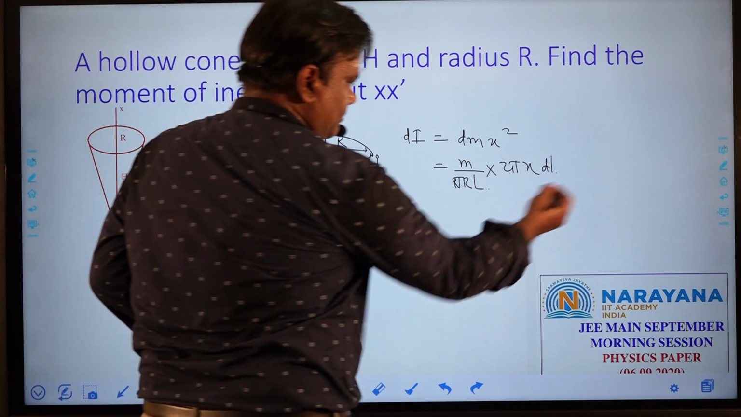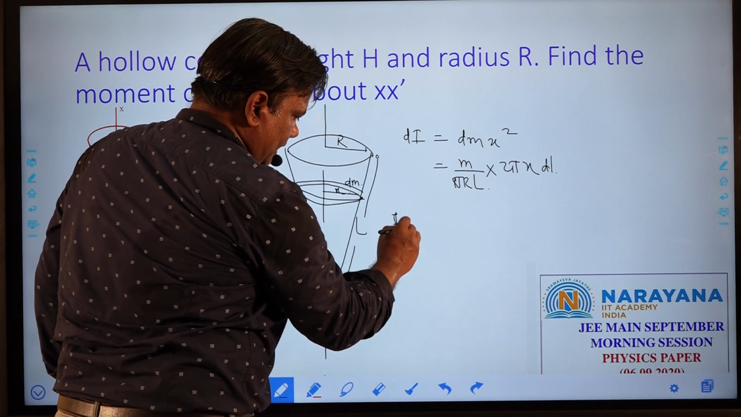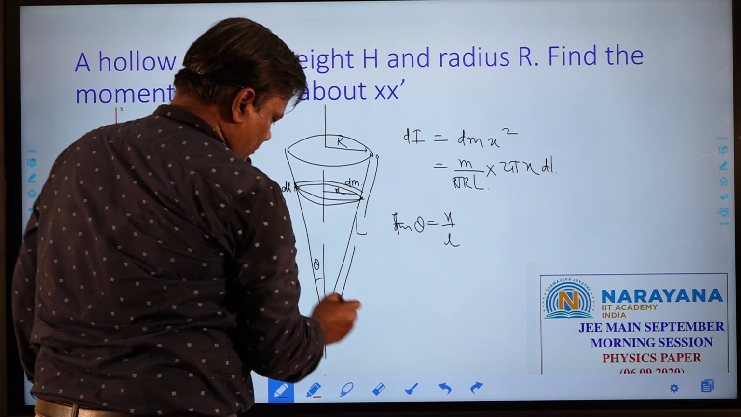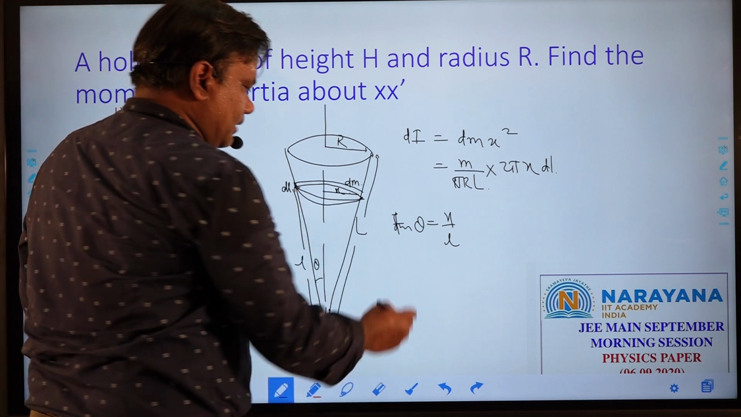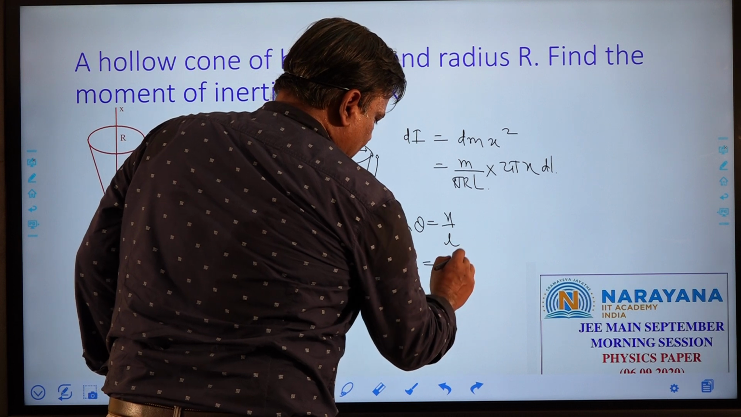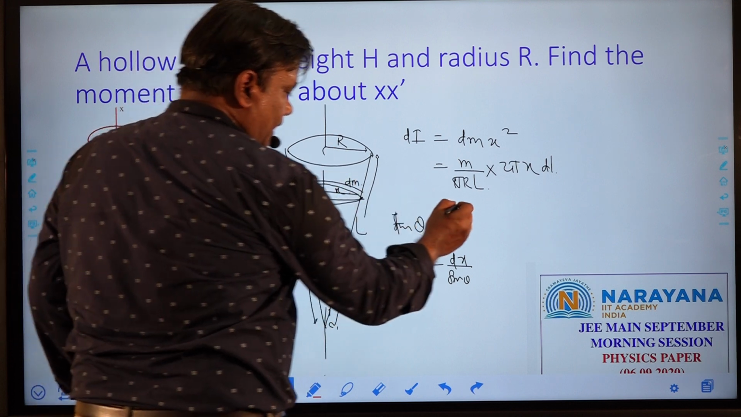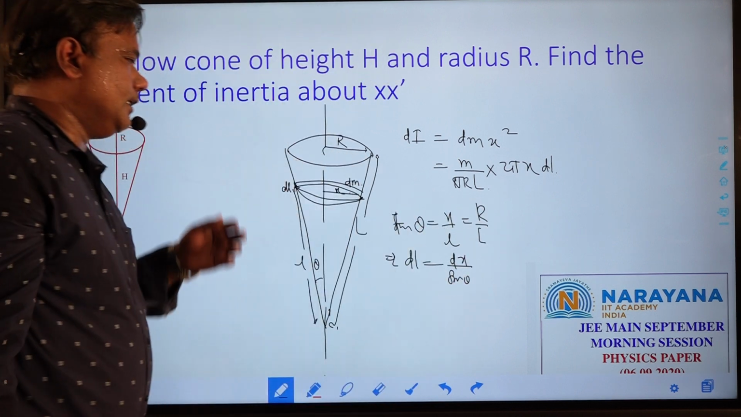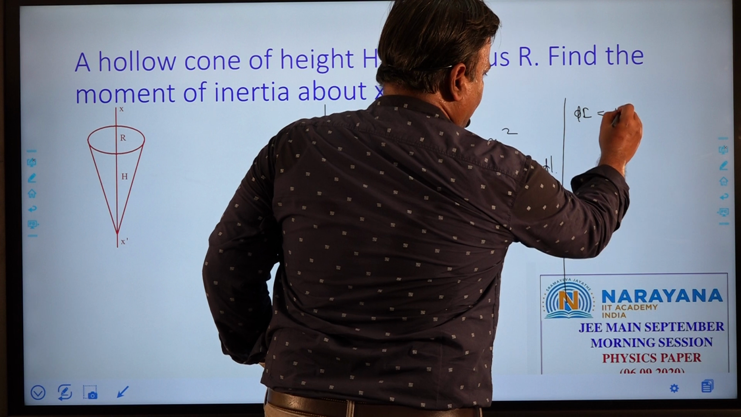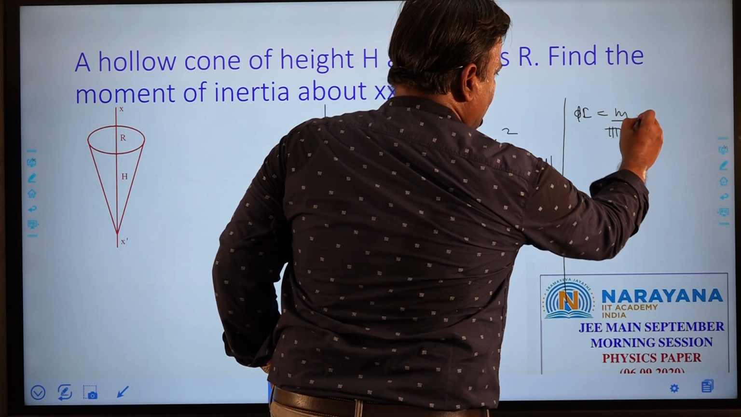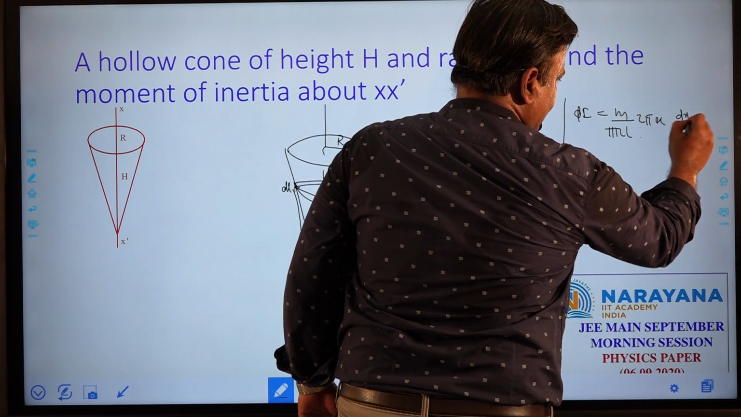Now you can understand easily that we get sin theta equals x by L. So this length is taken as L. Sin theta equals x by L. So from that we get dl equals dx divided by sin theta. And sin theta can also be written as, if this is r, r by L. Once you know the value of dl, the moment of inertia dI becomes m by pi r L into 2 pi x into dx by sin theta.